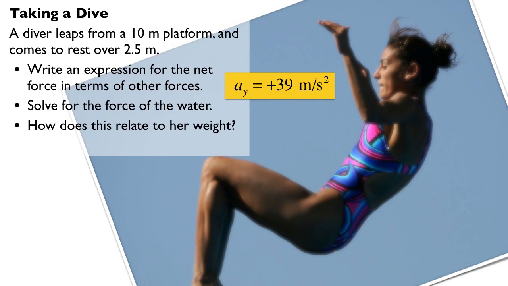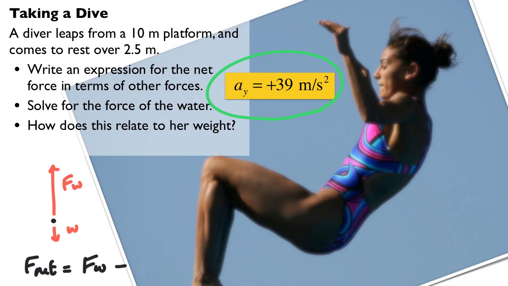Now we brought some information forward. Remember, her acceleration is 39 meters per second squared, okay? But given the free body diagram that we've drawn, we have an upward force of the water, we have a downward weight force, we can write an equation for the net force, and the net force is just equal to the force in the positive direction, which is the force of the water, minus the force in the negative direction, which is W. And I'm looking for the force of the water. Well, the force of the water is just equal to the net force, F net, plus W.